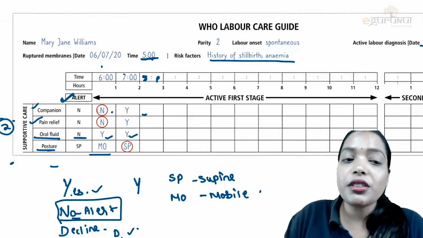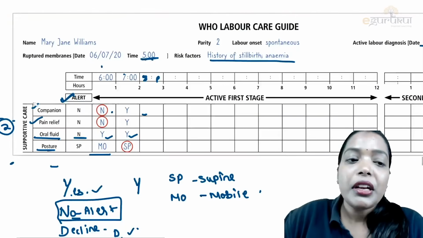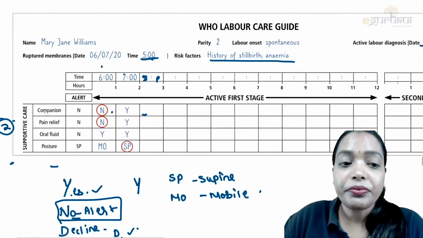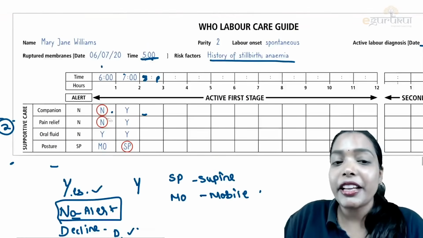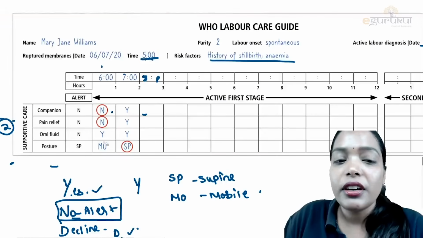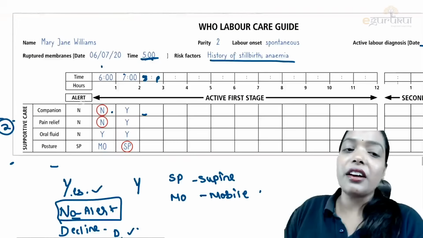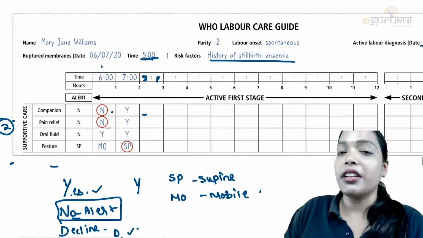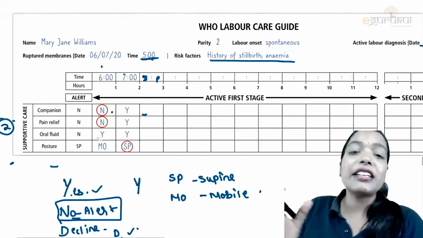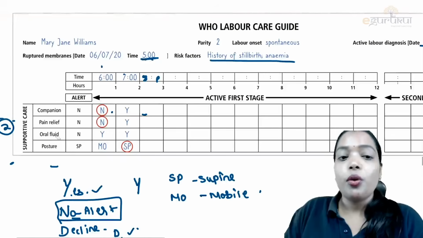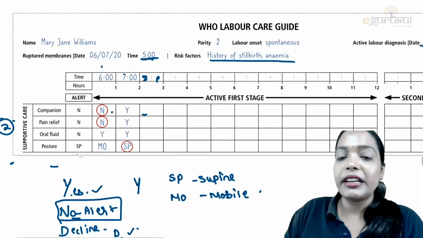Okay. So understood the first column, very simple. The first column is the supportive care where we have the companion. For companion you're going to write Y, N or D. N is an alert. Whatever is there in the alert columns are the alerts where you have to circle and act according to it. So for pain relief also, N is an alert. Oral fluid not taken is also an alert. In posture, if she is supine, it is an alert.